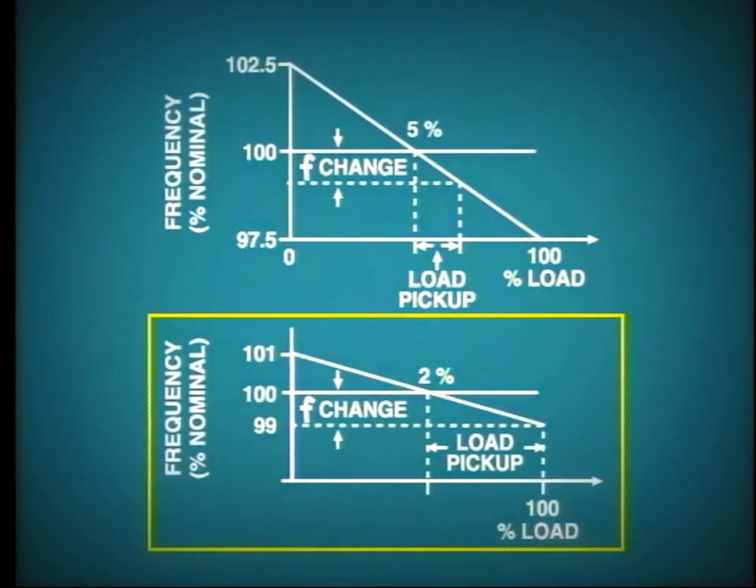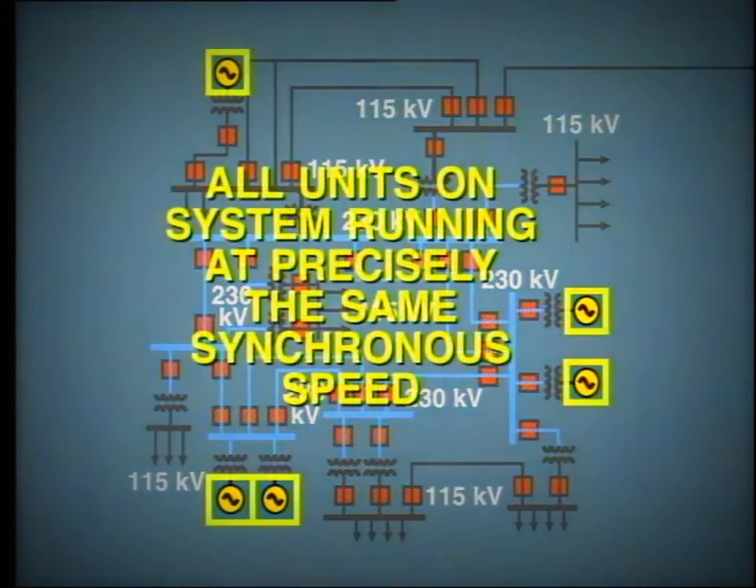The generator with the lower setting will pick up or throw off proportionally more load than the other generators on the system. Check with your supervisor for correct droop settings on your machines. Remember, the lower the percentage droop, the more sensitive is the governor, and oversensitivity can cause unstable operation and hunting of the unit. Now remember, all of the units which are connected to the power system are running at precisely the same synchronous speed. This is obvious because they are synchronized together, and the frequency is precisely the same at all points of the system.